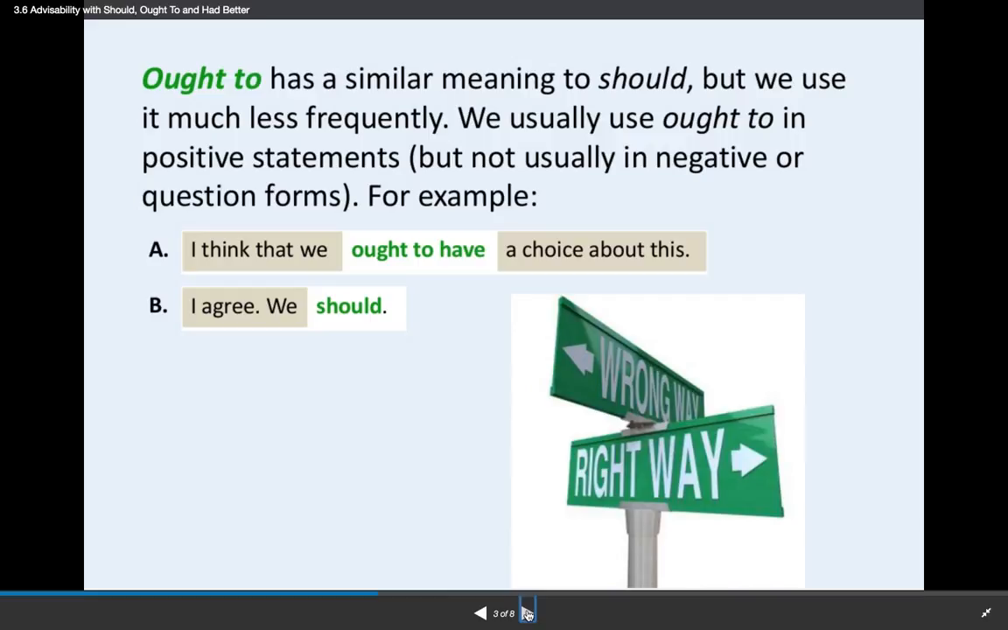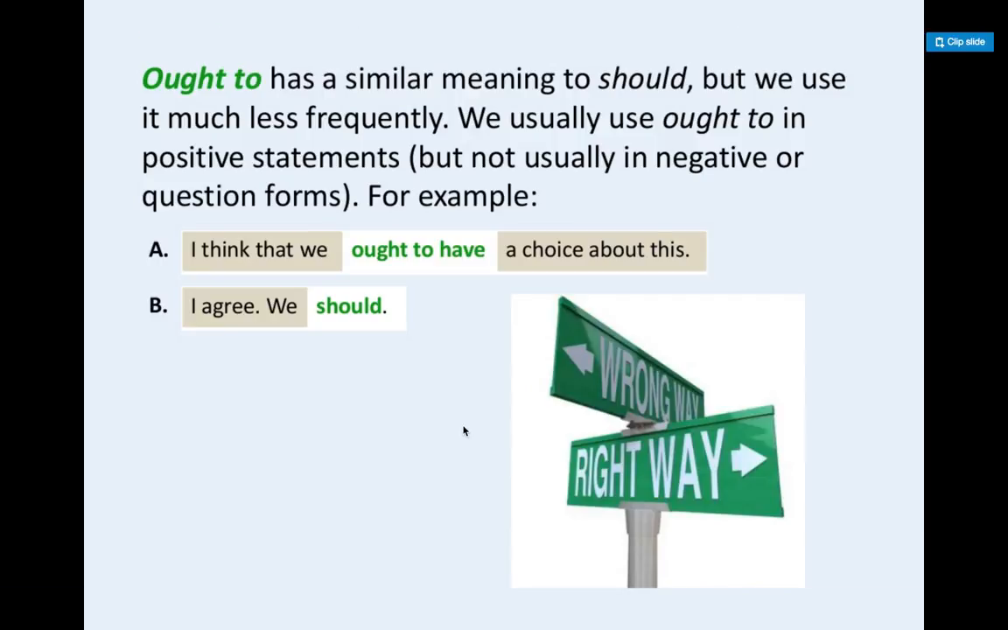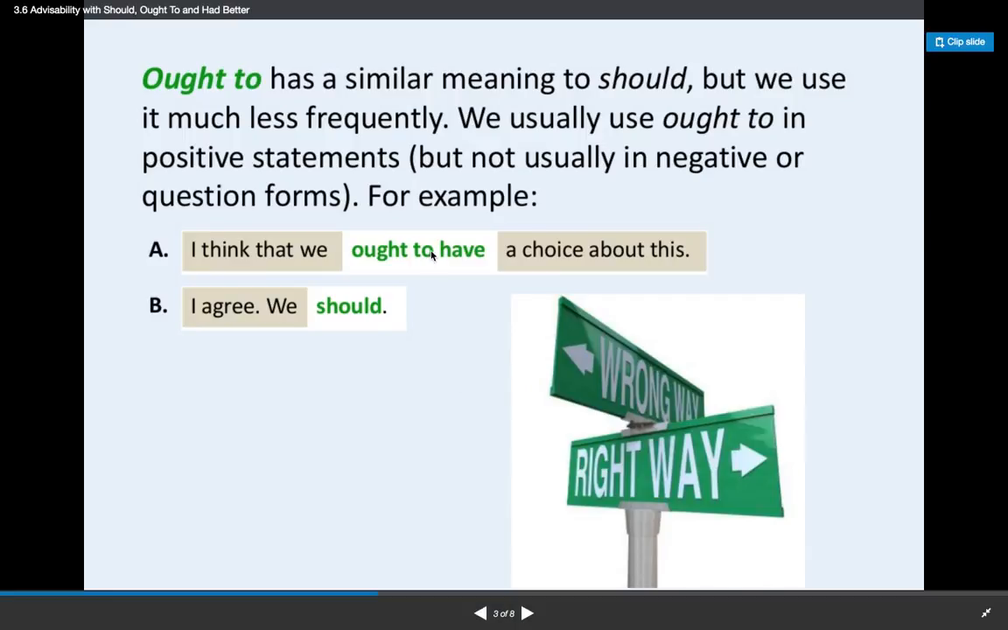And ought to has a similar meaning to should, but is used less frequently. We use ought to in positive statements, but not usually in negative or question forms. I think that we ought to have a choice about this means I think that we should have a choice. And I agree we should.